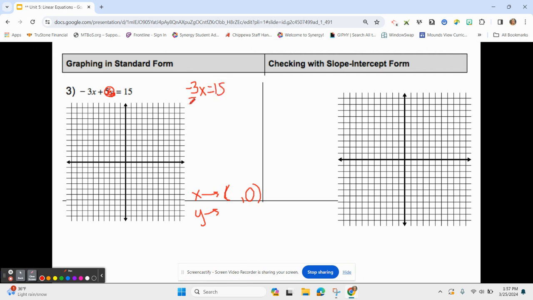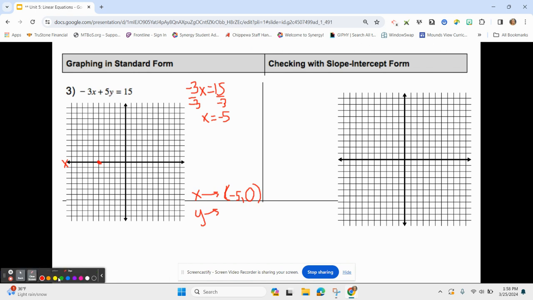Divide by negative 3 on the left. Divide by negative 3 on the right. X equals negative 5. So I have just found my x-intercept to be (-5, 0). 1, 2, 3, 4. Here is my negative 5. Again, that is my x-axis. So now that I'm done with my x-intercept, we need to find the y-intercept.